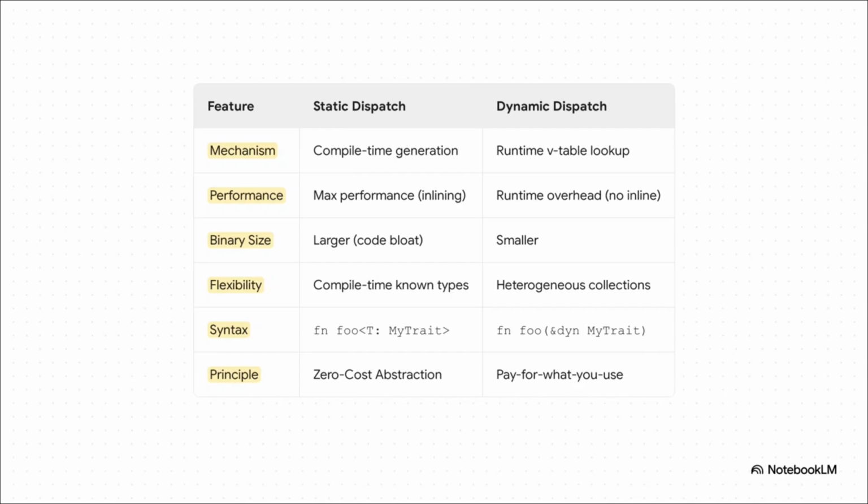But let's dig into this a little more. All these rows are important, but the one at the bottom, the principle, that's the heart of it. Static dispatch is all about zero-cost abstraction. You get to write beautiful, high-level, abstract code, and you pay absolutely nothing for it at runtime. It's incredible. And dynamic dispatch, that's the pay-for-what-you-use philosophy. Flexibility is there when you need it, but it's not forced on you everywhere else. So you see, choosing between these two isn't just a tiny syntax thing. It's a big architectural decision. You're making a clear statement about what matters most in that part of your code.